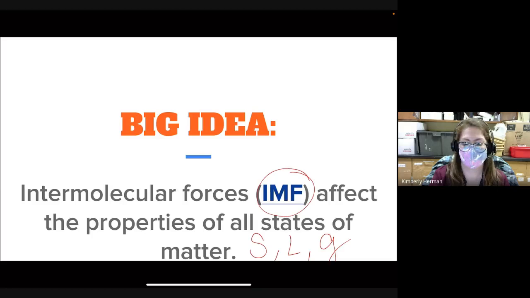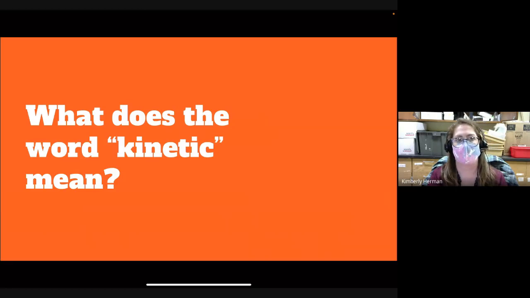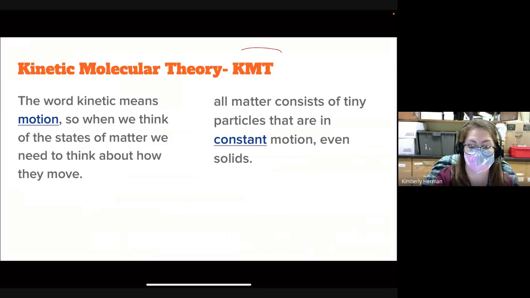So what does the word kinetic mean? If we think back to maybe some physical science that we did in middle school, if we're talking about kinetic energy and we're talking about this new thing known as kinetic molecular theory, or also shortened for KMT, the word kinetic means motion. So when we think of kinetic molecular theory and the states of matter, we really need to talk about how they move.